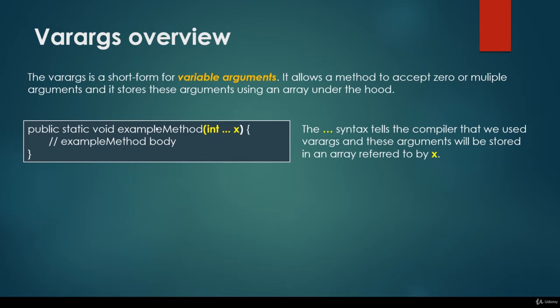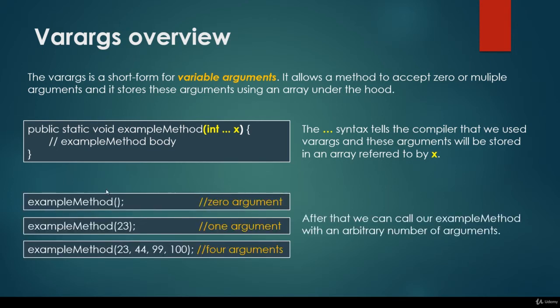So for example, we have this example method that's going to take an integer as an argument, and because we use 3 dots, it represents variable arguments. That tells the compiler that we use Varargs, and these arguments will be stored in an array called X. So this X array may contain several variables, and this is the powerful feature of variable arguments, that if we want to use this method with just a single variable, we can do it without any issue. If we want to use 5 parameters, then it is going to work fine as well. So this is the powerful feature of variable arguments.